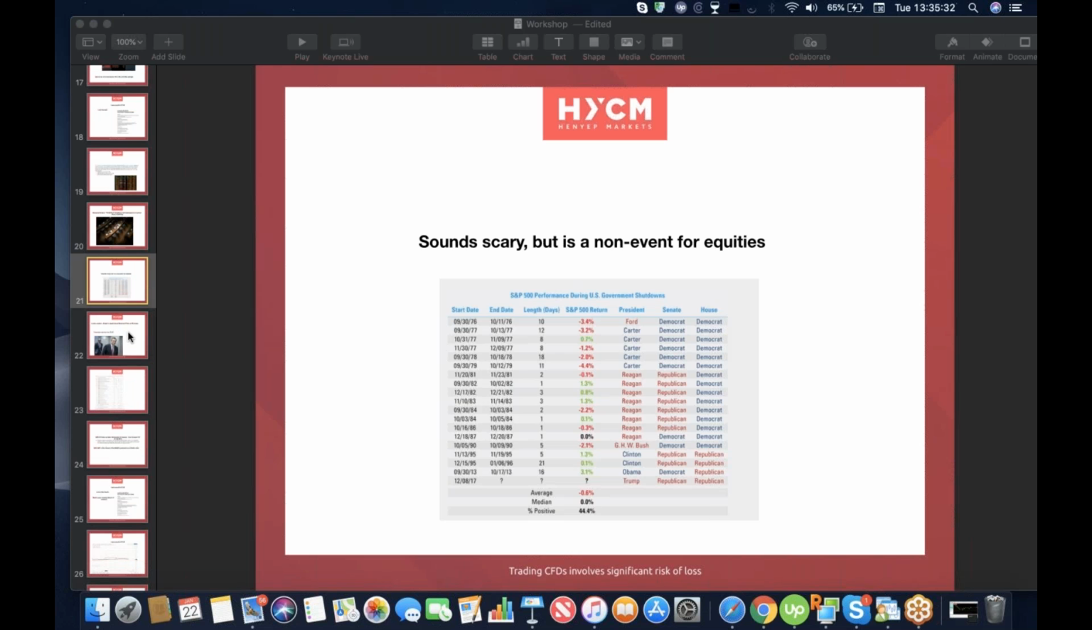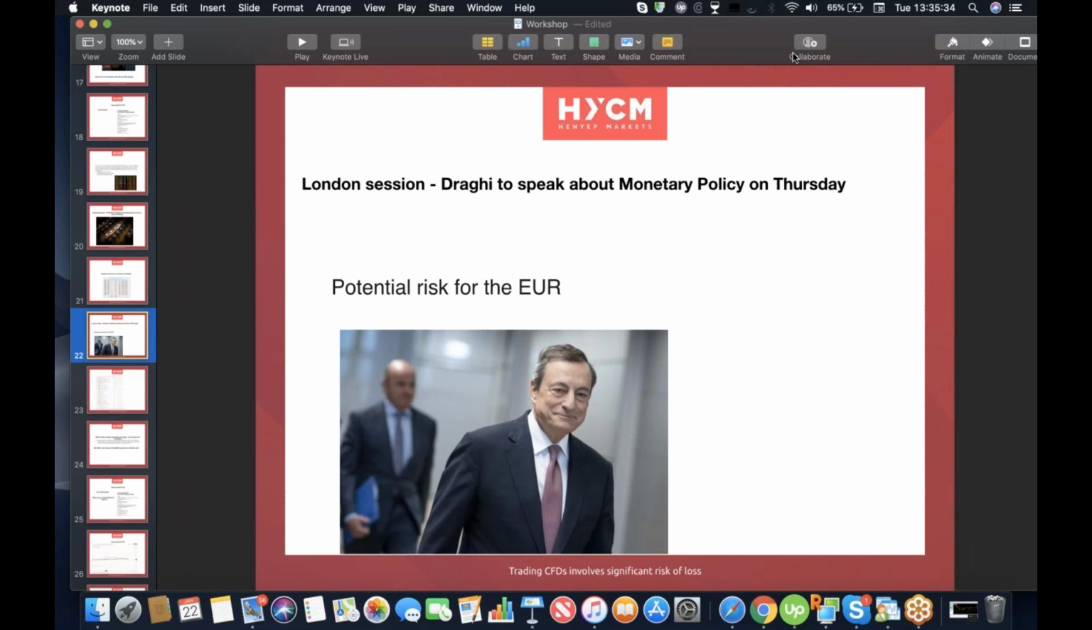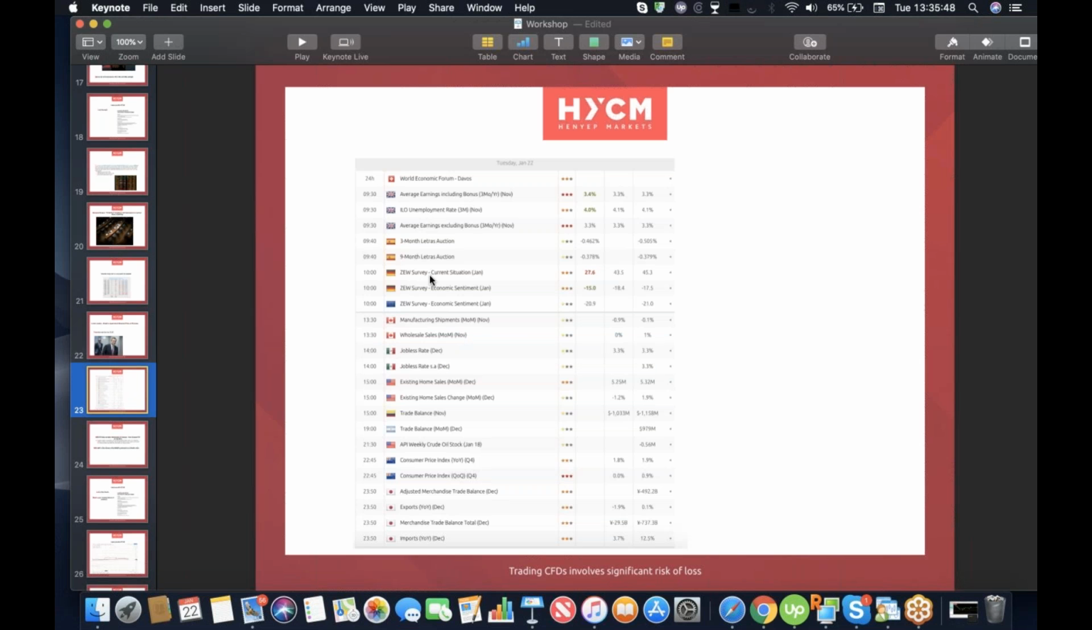But that's just looking forward. Again, we're looking forward at Draghi. He's going to be speaking about monetary policy this Thursday, so we've got some quite strong potential risk for the euro going ahead. If you look at the data coming out for the rest of today, we don't have that much going on in the US session. We've got some manufacturing and wholesales data out of Canada, nothing particularly market moving, but the big event is the CPI data out of New Zealand.